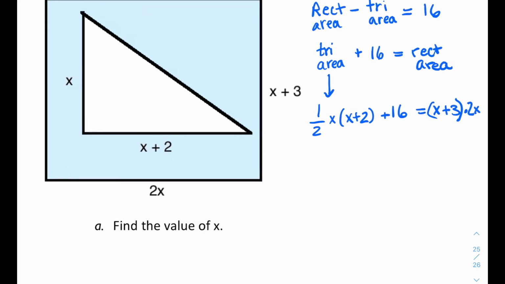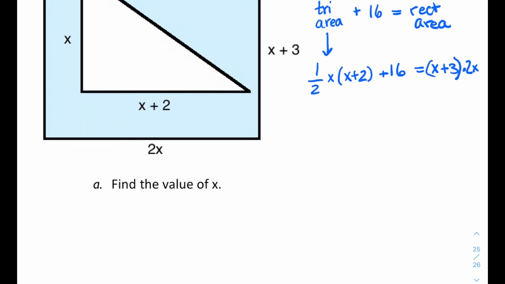So x plus 3 times 2x. I'm going to distribute and simplify a little bit here. If I multiply my 1/2 x times x plus 2, I get 1/2 x squared plus x. And then 2x times x plus 3 gives me 2x squared minus 6x.